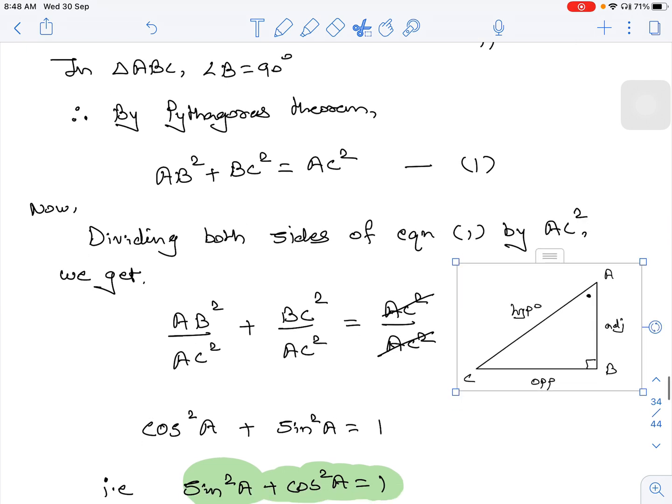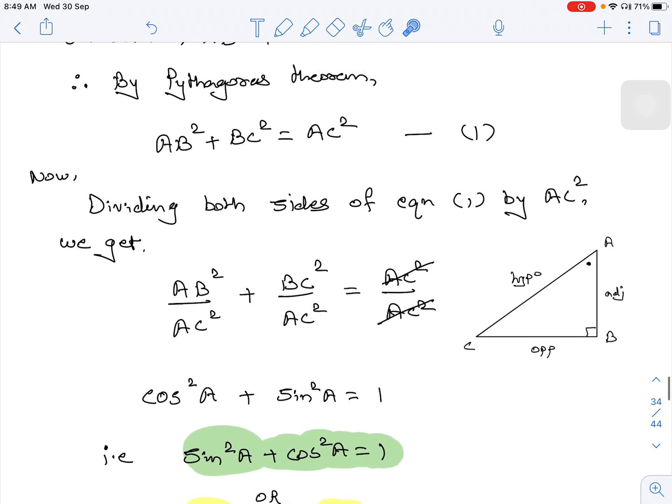We are always going to find the ratios for this angle only. Now BC upon AC: BC is the opposite side, AC is the hypotenuse. So opposite upon hypotenuse is what ratio? It is nothing but sine. So we have here sine square A, and on the right side AC square upon AC square gets cancelled, so we get 1. So we get our first identity.